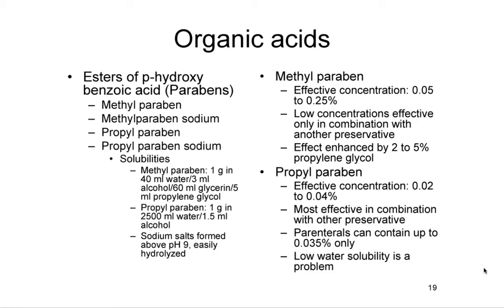These preservatives are useful at very low concentrations. Methylparaben, for example, is useful at 0.05 to 0.25% concentration. Propylparaben, on the other hand, is useful at 0.02 to 0.4% concentrations.